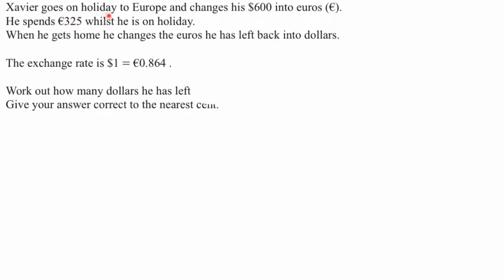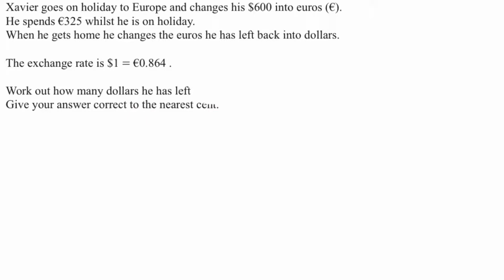Xavier goes on holiday to Europe and changes his $600 into euros. He spends 325 euros while he's on holiday. When he gets back home, he changes the euros into dollars. The exchange rate is $1 is equal to 0.864 euros. How many dollars has he left? Give your answer to the nearest cent.